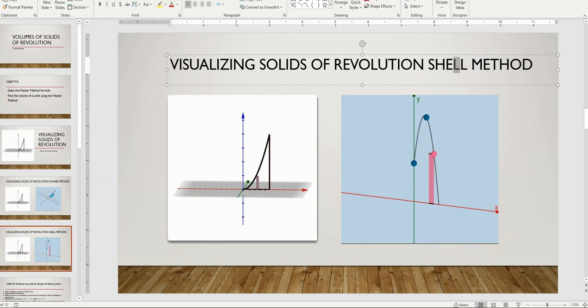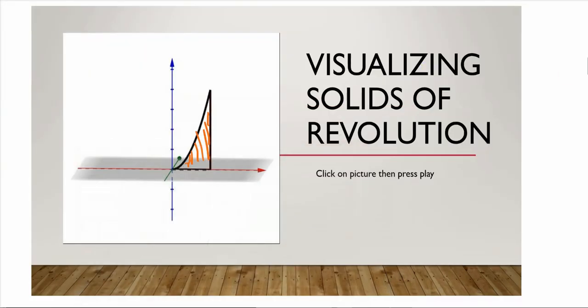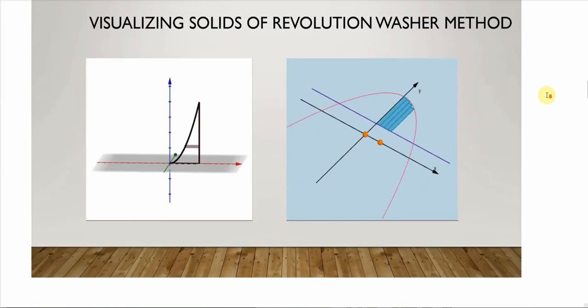Okay, so let me go back to my presentation here. All right, so the washer method, if you notice, here's my rectangle and here's my axis of revolution, and what do you notice about the two?